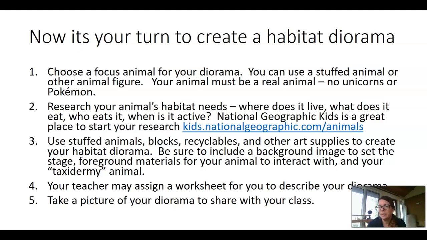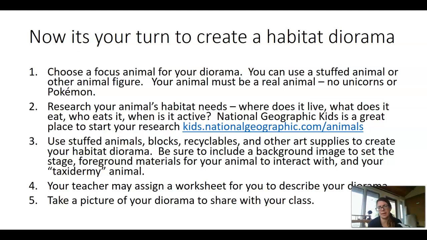The next thing you'll need to do is research your animal. Learn a little bit about its habitat needs. Where does it live? What does it eat? Who eats it? When is it active? The National Geographic Kids Animals webpage offers a great place to start your research.